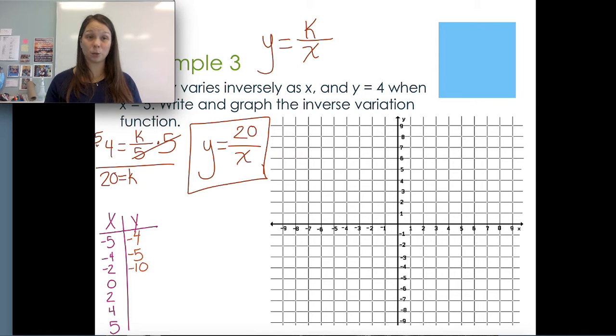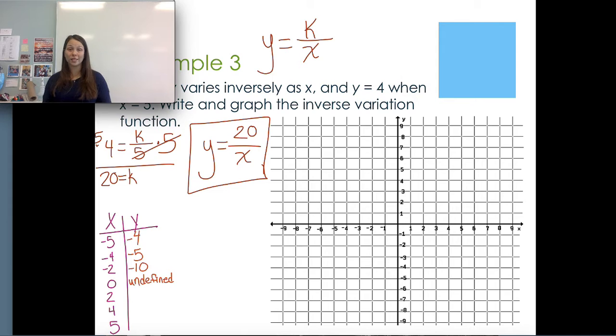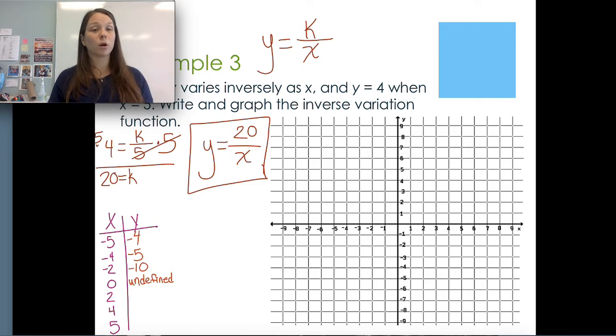20 divided by 0, don't be tricked by this, it's undefined, meaning it does not exist because we can't divide by 0. So what that ends up doing is it creates this asymptote that divides our graph in half, and it's going to create what looks like two graphs, but is really one. The reason it's going to look like that is because we are not allowed to divide by 0. This will make more sense once you see the picture. Now, 20 divided by +2 is +10, divided by 4 is 5, and divided by 5 is 4.